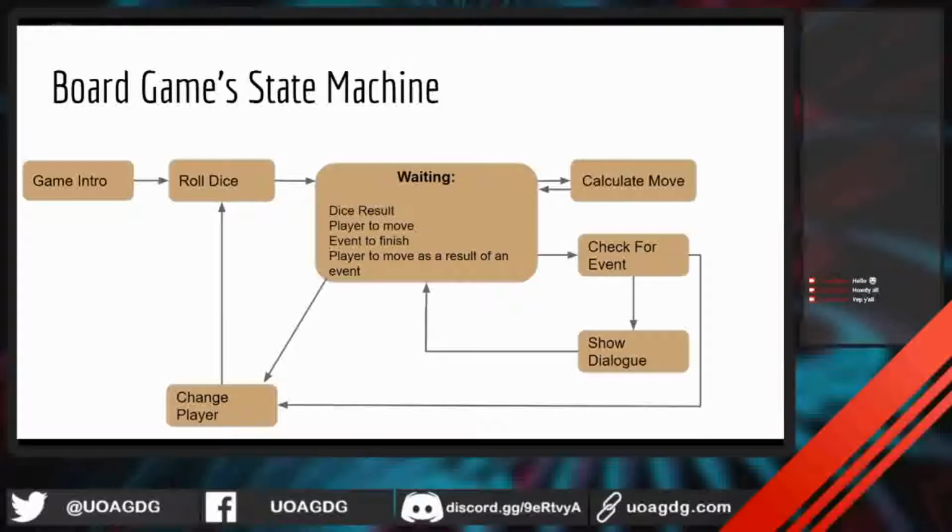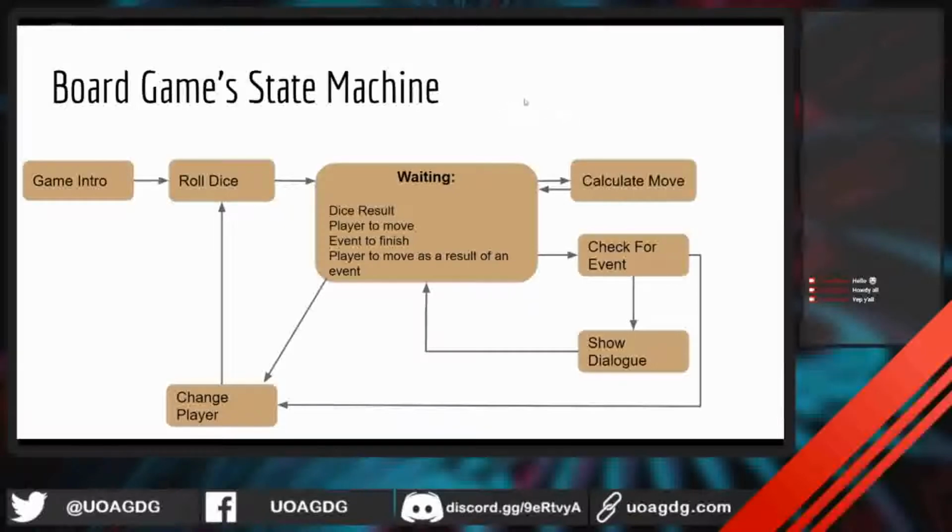So waiting states, so player move, event to finish, player to move as a result of an event. So check for event either goes to show dialogue, or it can go to change player. If it goes to change player, after that it's roll dice again. Show dialogue goes back into the waiting state.